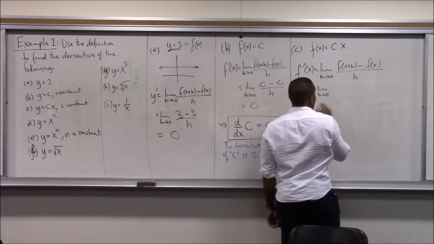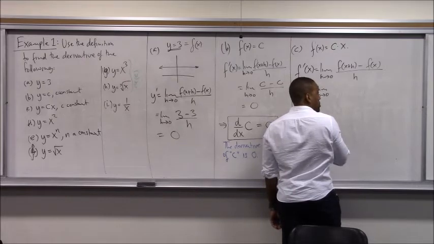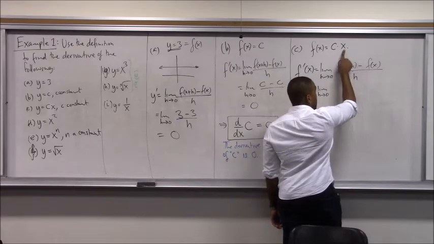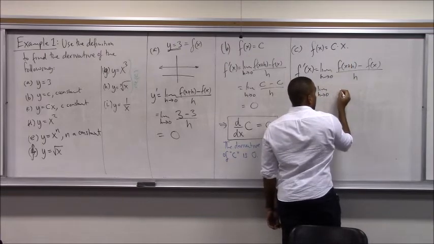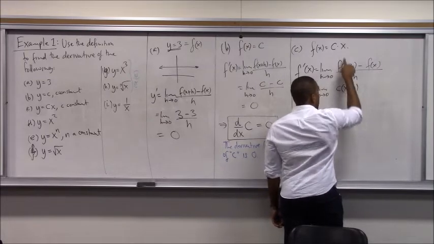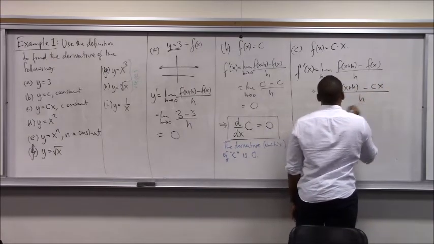So let's go back. What does f of x plus h mean? Plug in, wherever there's an x, plug in x plus h. Do you see an x? Yes. So what are we going to do? f of x plus h means c multiplied by x plus h. There's an x right there, replace it with x plus h, minus cx over h.